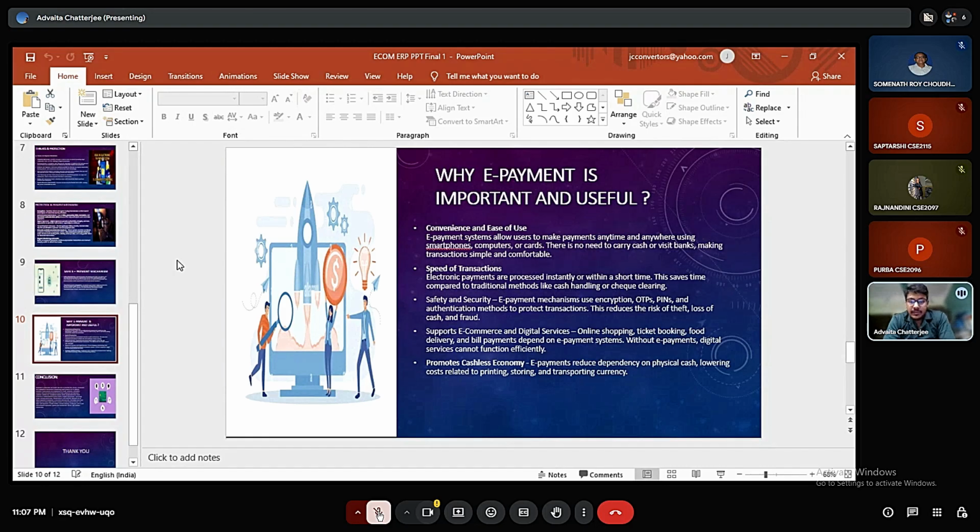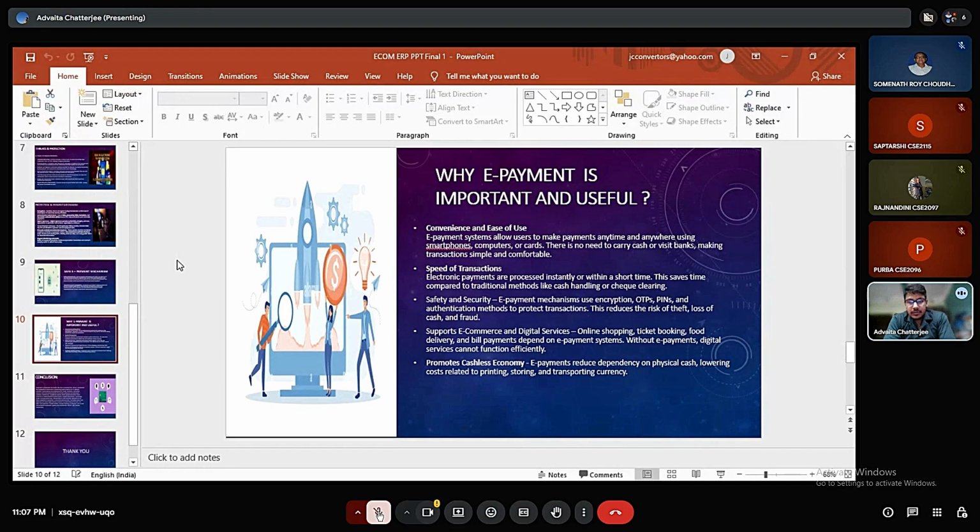Starting off with convenience and ease of use. E-payment systems allow users to make payments anytime and anywhere using smartphones, computers, or cards. There is absolutely no need to carry cash or visit banks, making transactions very simple and comfortable nowadays. Speed of transactions: electronic payments are processed instantly or within a short time. This saves time compared to traditional methods like cash handling or check clearing.